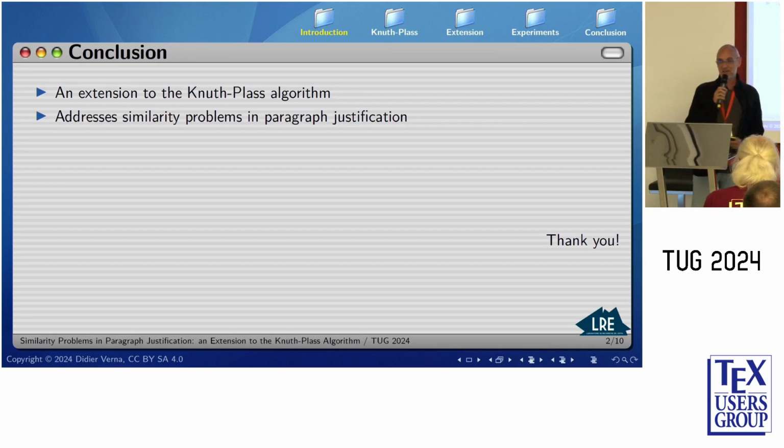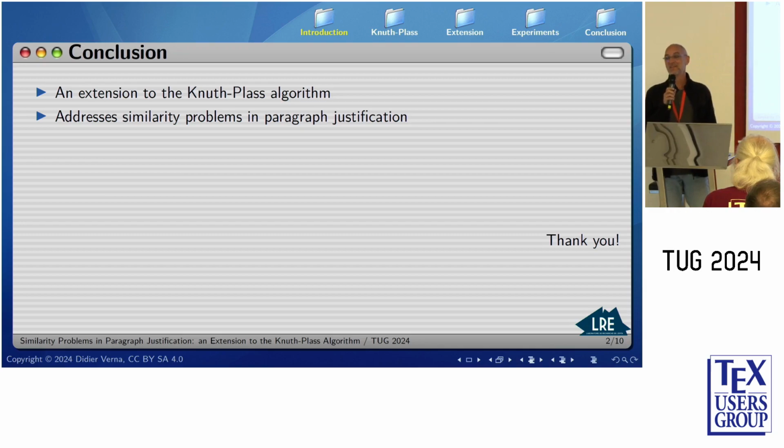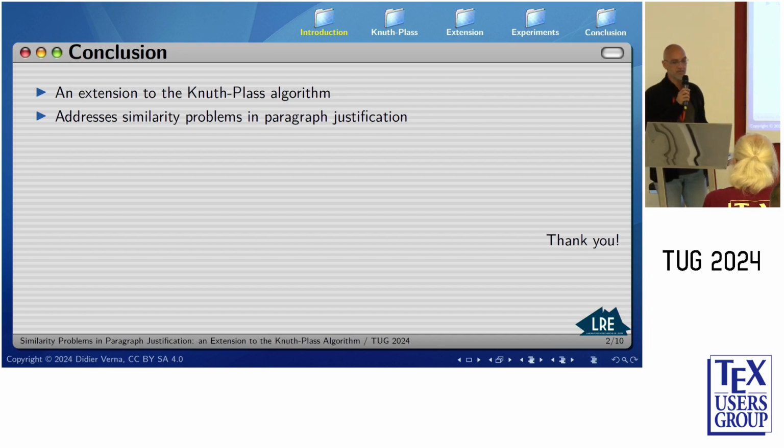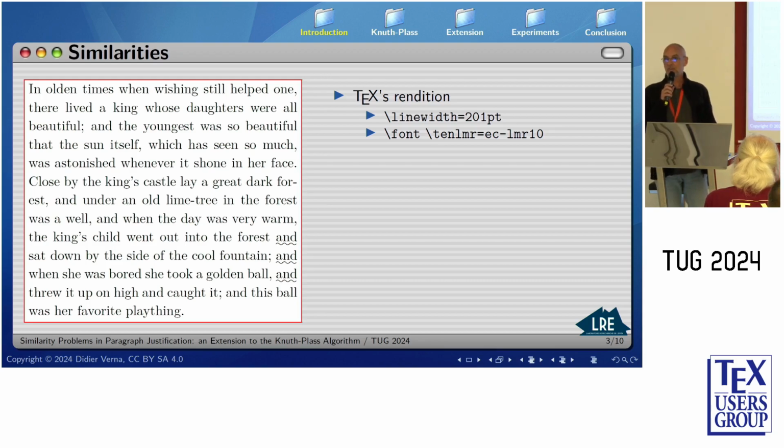So, to conclude this talk, I have implemented an extension to the Knuth-Plass algorithm, which is able to address and handle similarity problems in paragraph justification. Thank you very much. I will take questions now. No. Just kidding. Okay, so please have a look at this paragraph and quickly tell me what's wrong in it.